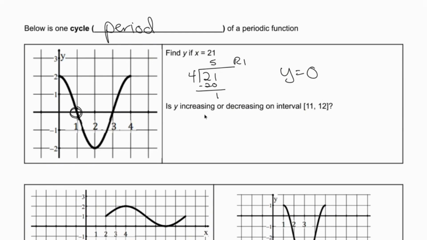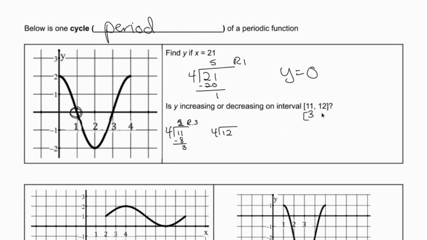Is y increasing or decreasing on the interval 11, 12? Well, let's find out how the interval 11, 12 acts. Divide 4 into 11, and then we'll divide 4 into 12. We got 2 here. 2 times 4 is 8. 11 minus 8 is 3, so the remainder is 3.